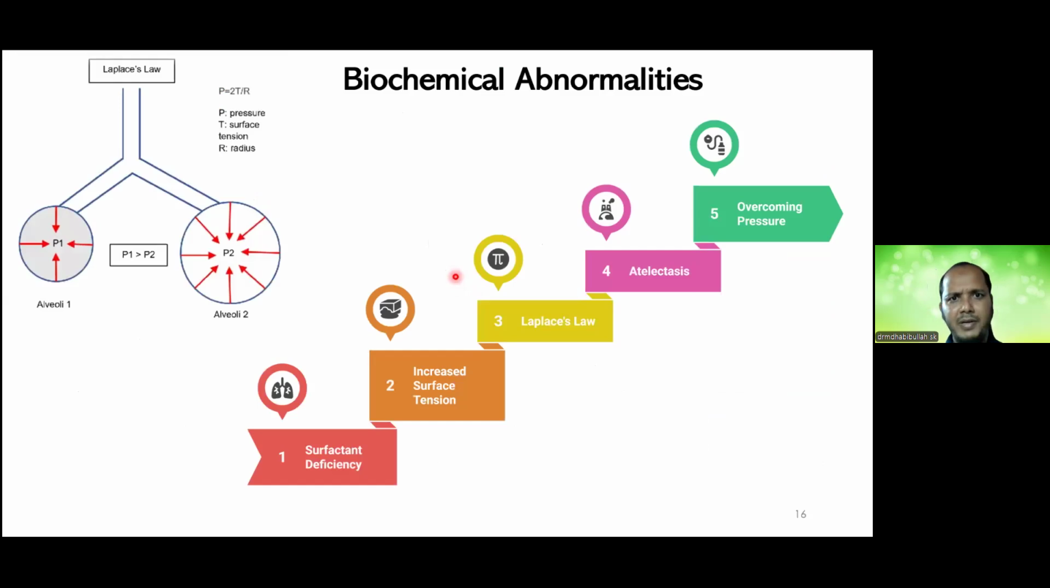So if a baby is born with RDS, what biochemical abnormality will you expect? That is surfactant deficiency, so there will be increased surface tension. I think we all know Laplace's law, that is the pressure required to open the alveoli is equal to 2T by R. When the alveolus is collapsed, the radius is low. So to open these alveoli, the pressure will be high.